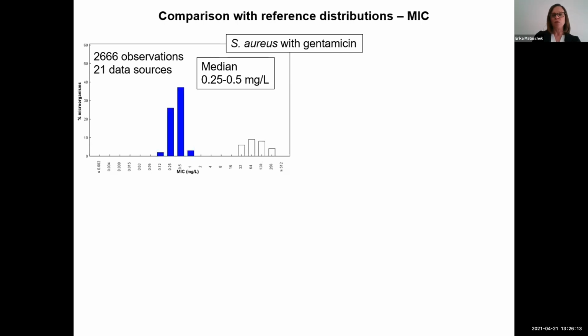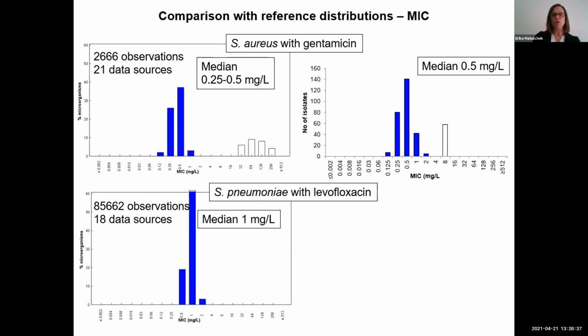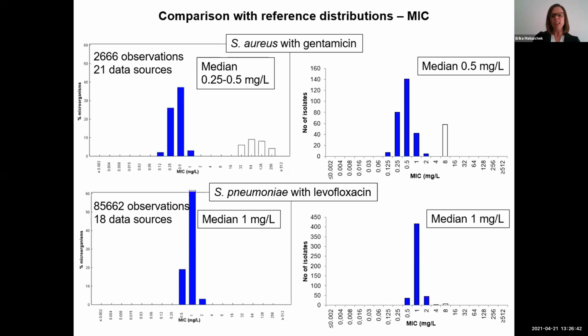The first example here is for Staph aureus with gentamicin. This is the reference distribution. The median is probably in between 0.25 and 0.5, but with the highest bar at 0.5. If we look at our routine testing for this combination, it's quite similar, and we have our highest bar and our median at 0.5 milligrams per liter. Second example is for Streptococcus pneumoniae with levofloxacin, a very clear median of 1 milligram per liter, and also in our testing. So here we have two combinations of organisms and antibiotic agents where we have a very good correlation and a well-calibrated test.